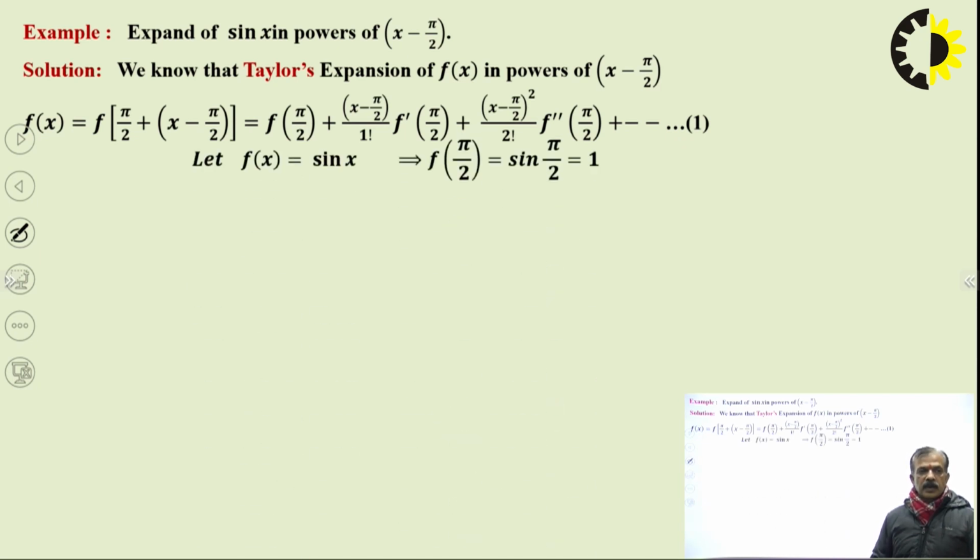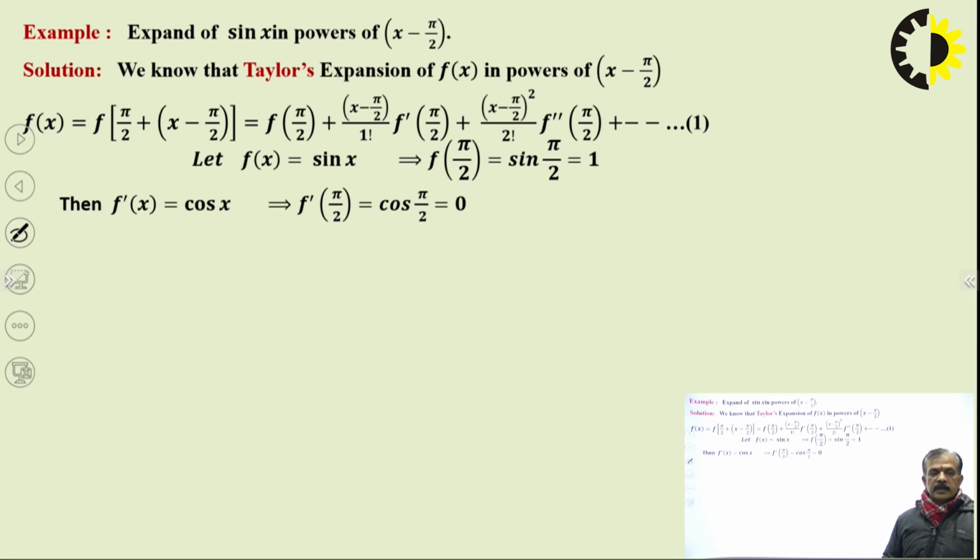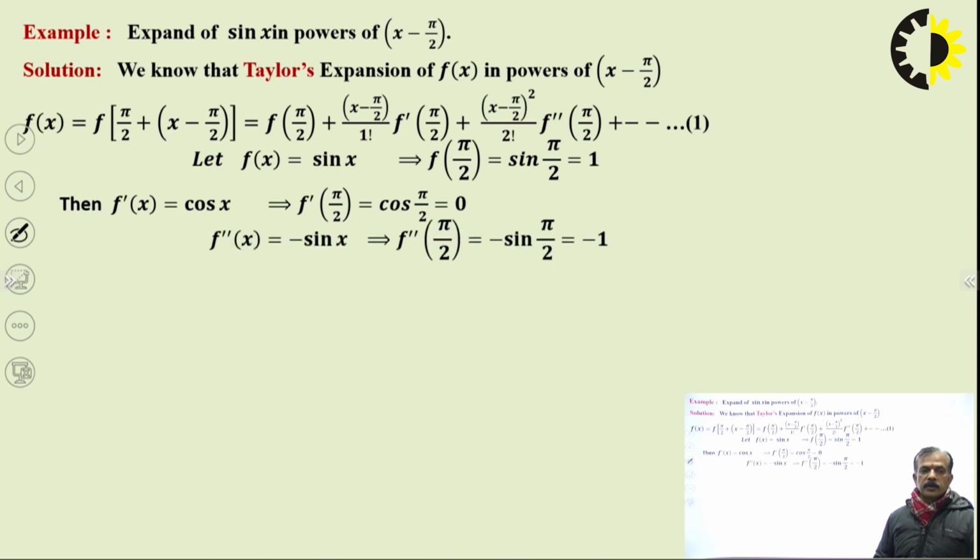Now, here f(x) equal to sin x. So, the value of this function at x equal to pi by 2 is sin pi by 2, it means 1. Now, we differentiate this function the first time. The first derivative of sin x is cos x, and the value of the first derivative at x equal to pi by 2 is cos pi by 2, it means 0. The second derivative of sin x is minus sin x, and the value of this second derivative at x equal to pi by 2 is minus sin pi by 2, that means minus 1, because sin pi by 2 is 1.